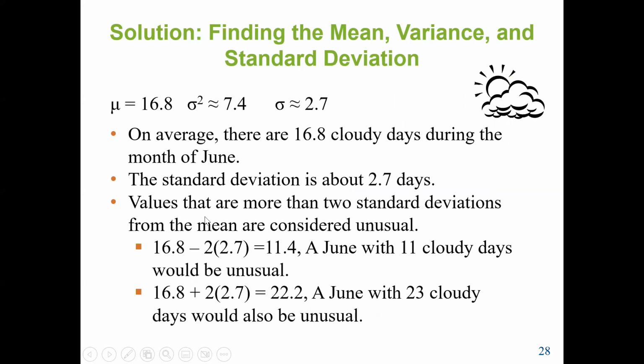And we say the values that are more than two standard deviations from the mean are considered unusual, which is 16.8 minus 2 times 2.7, which will give us 11.4. That's a June with 11 cloudy days will be unusual. Or 16.8 plus 2 times 2.7, that also will be unusual.